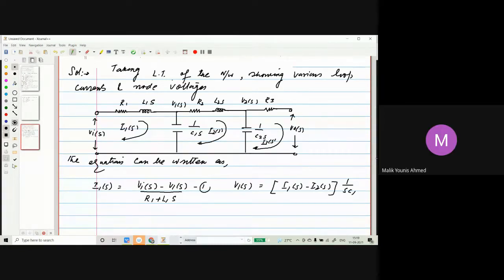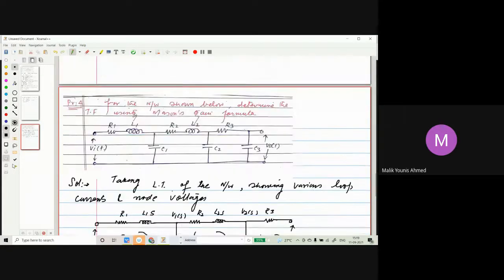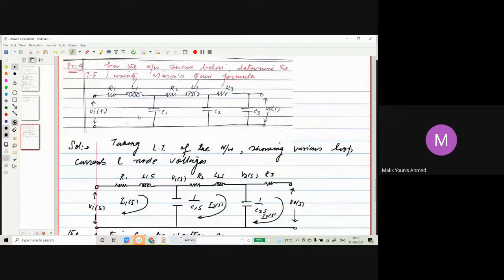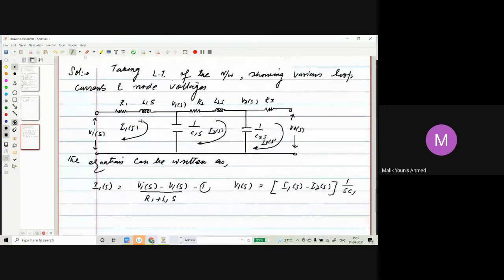Okay, now what I'm doing, I have drawn the diagram and I have changed to the Laplace transform, simply Laplace transform. You can see I have written the Laplace transform values. Then I am writing the equation. So equation number one will be voltage.